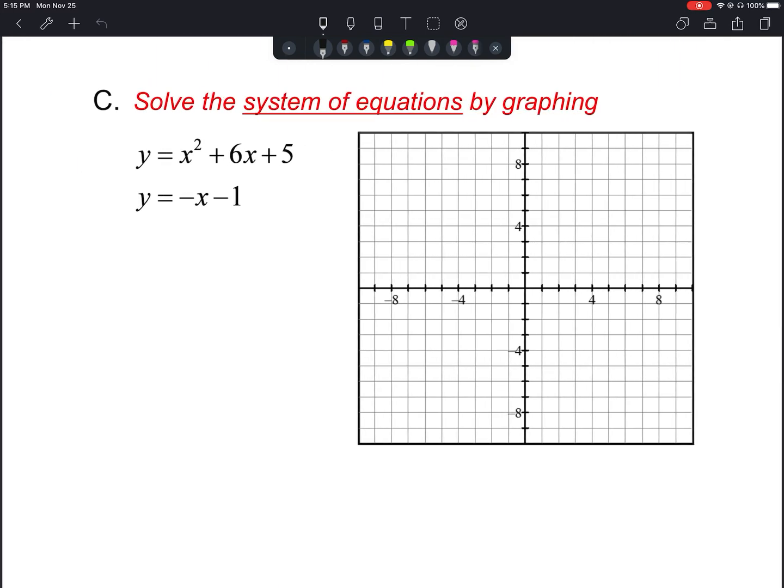Let's move along here. Letter C, now this one's different. Okay, so it says solve the system of equations by graphing. So notice now we have two equations. They each have an x and a y in them. So what we're going to be looking for on this one are actual points. Okay, so we want the points where the two graphs will intersect.